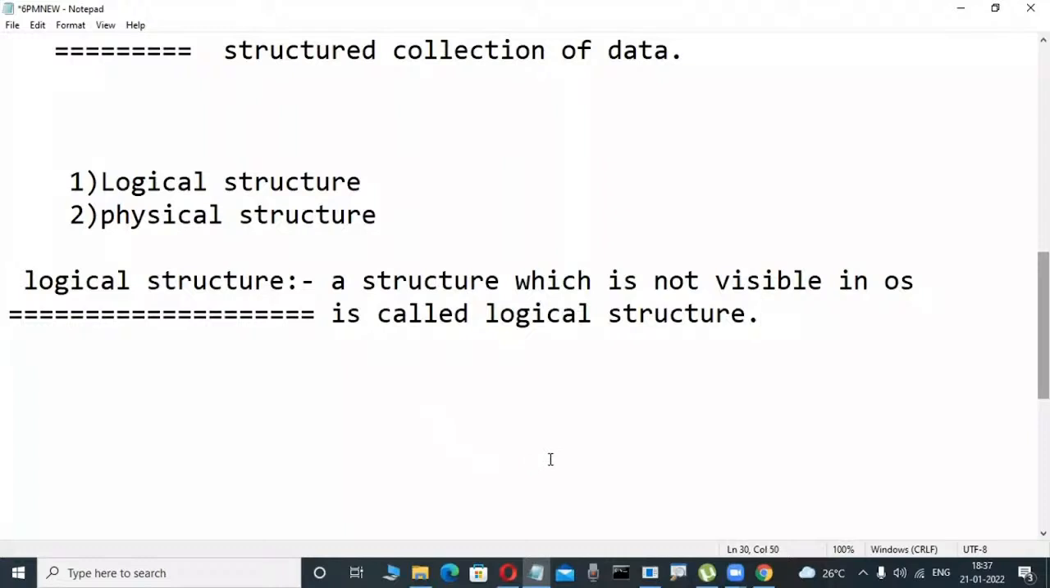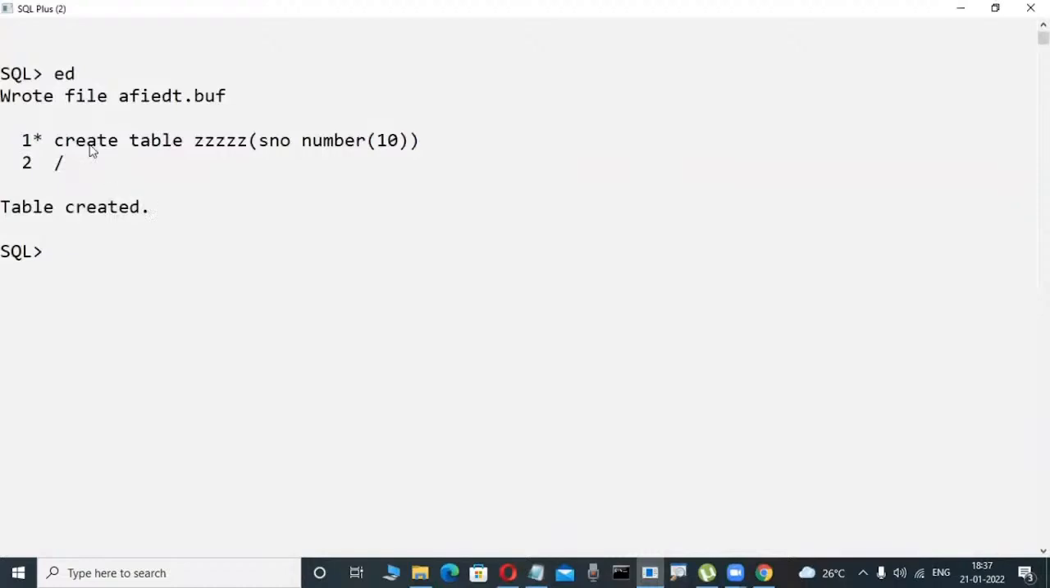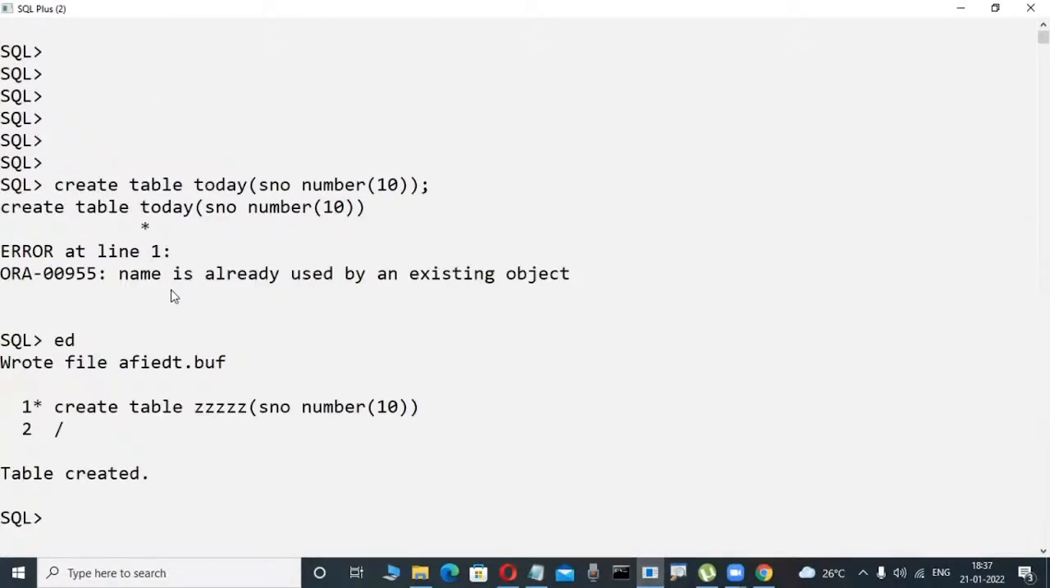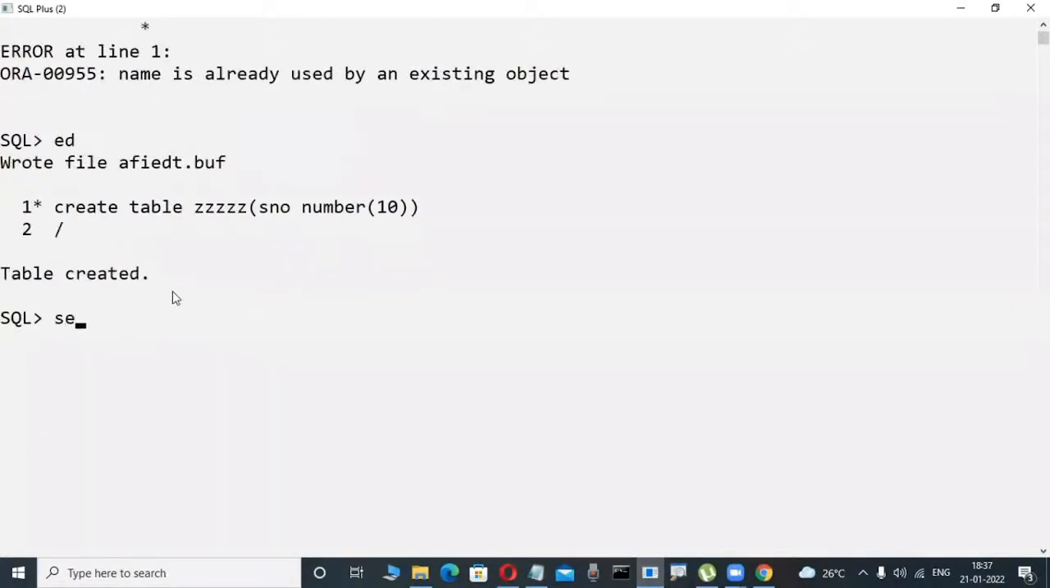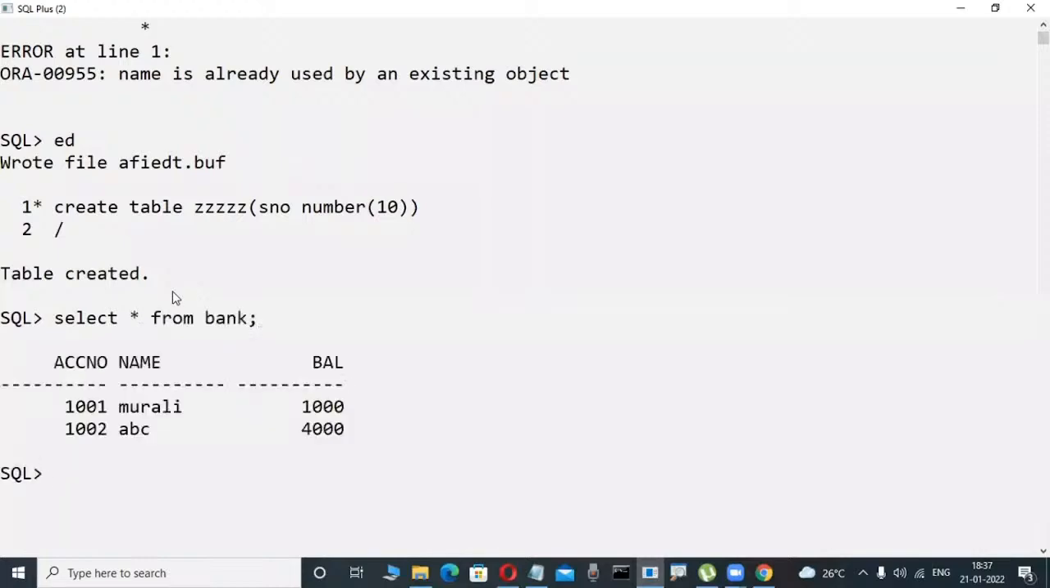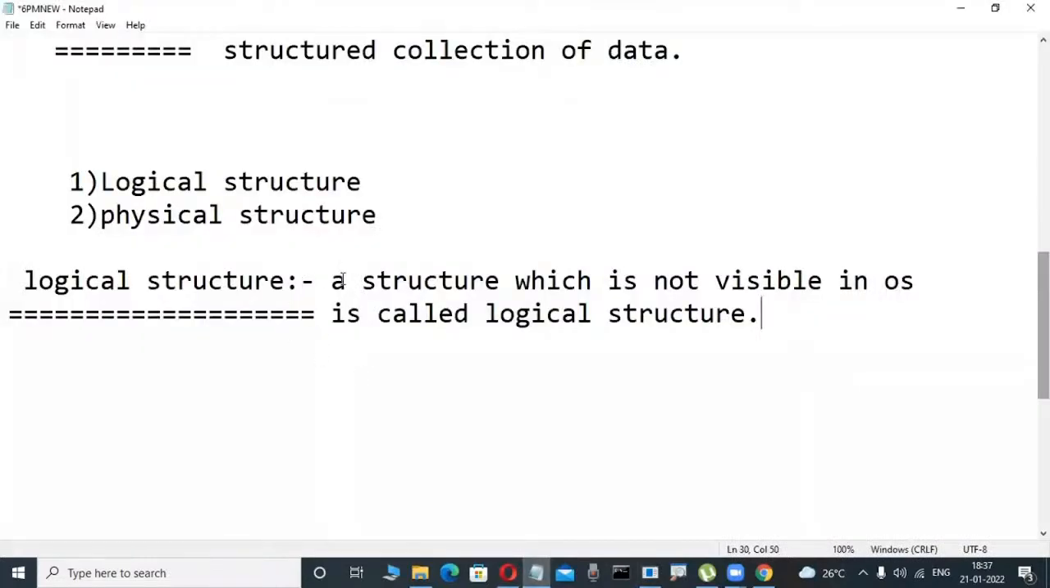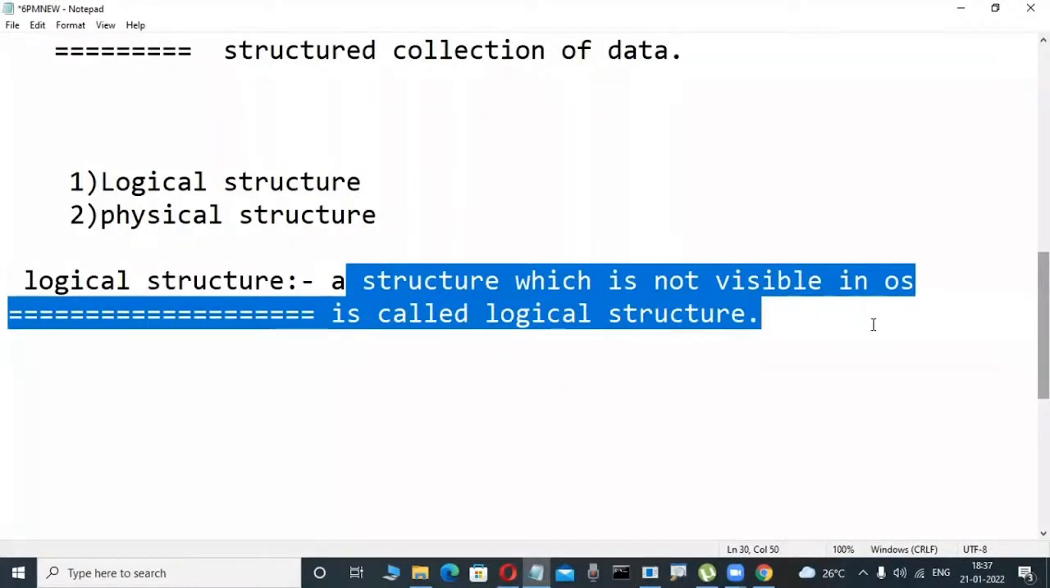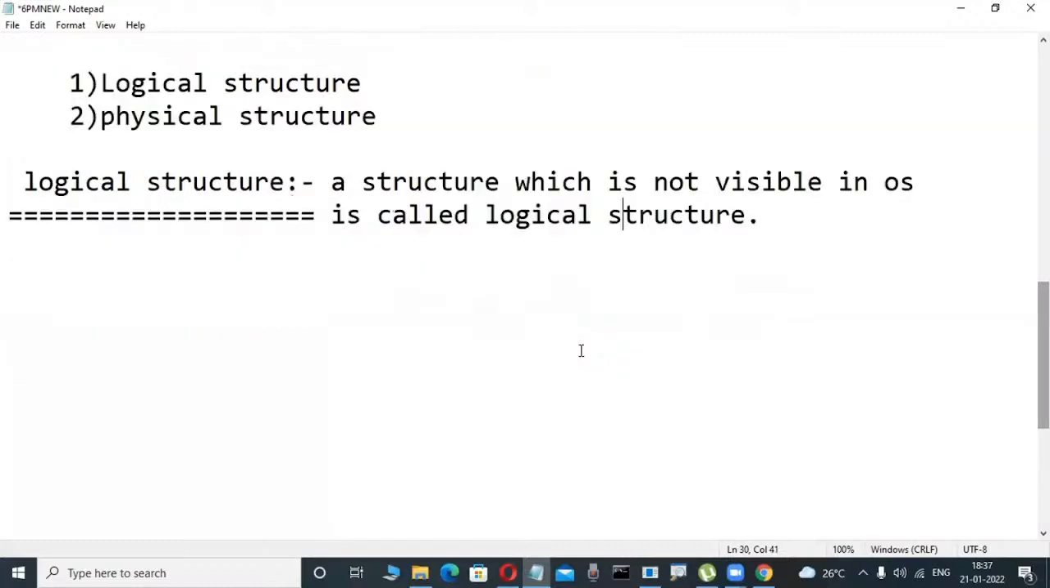That's why when you create a table, we are unable to view it in the C drive or D drive like that. But where is it visible? Yes, in the database. This is a database only, don't worry. In this database only, it is visible. Those tables are visible in the database, but not in your C drive, D drive. That's why a structure which is not visible in the operating system is called a logical structure.